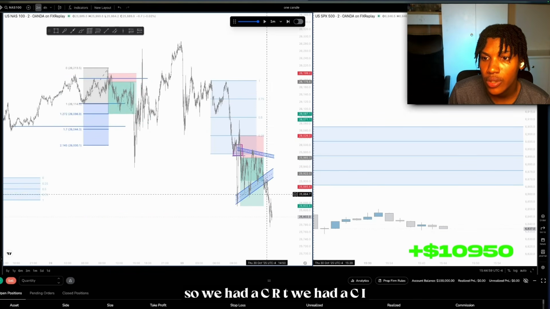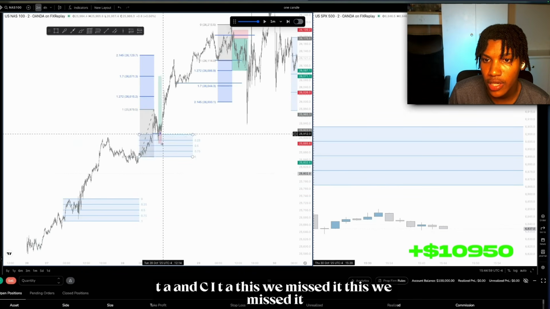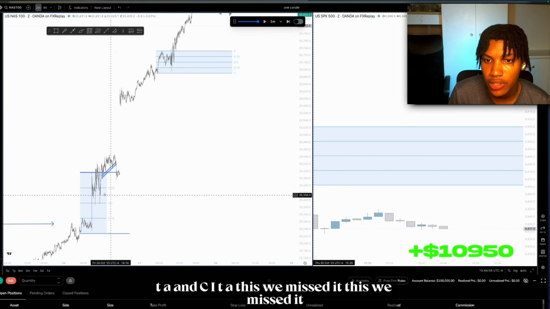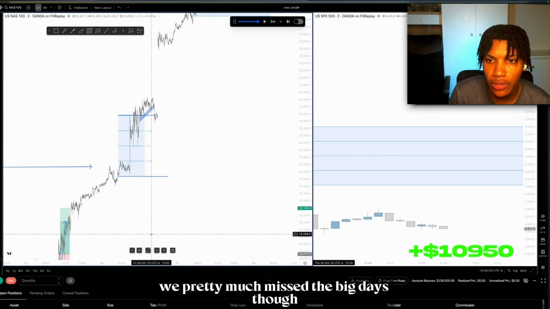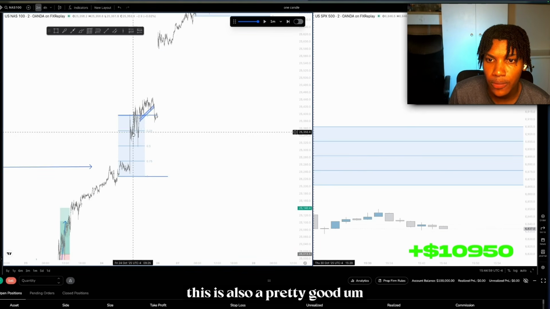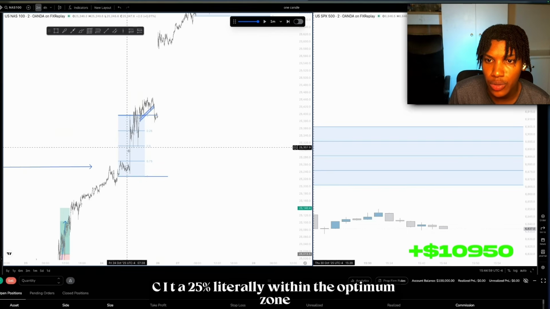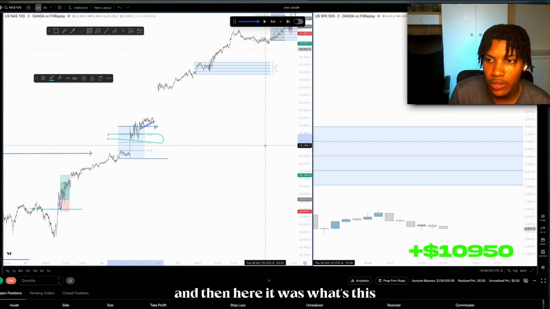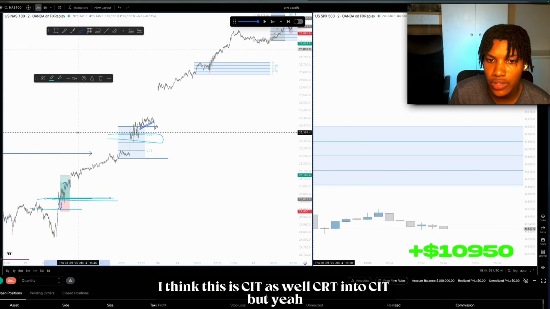So we had a CRT, we had a CIT here, and CIT here. This we missed it. This we missed it. We pretty much missed the big days though. This is also pretty good. CIT here, 25%, literally within the optimum zone. And then yeah, it's this. I think this was CIT as well, CRT into CIT. But yeah, I think that's quite good.